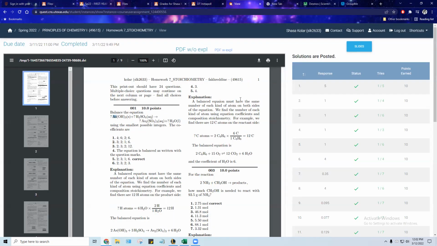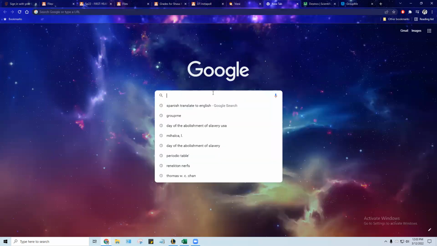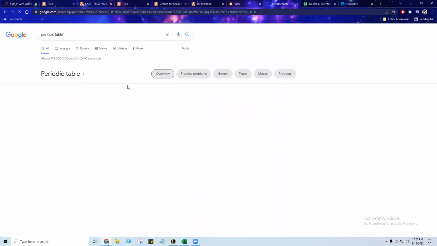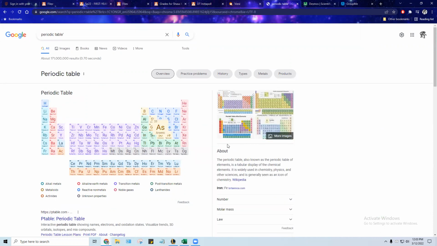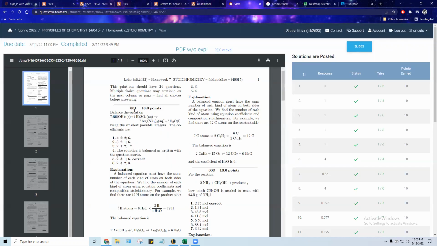So AS is arsenic, maybe? This is a periodic table. So AS is arsenic, yep. So we have 1 arsenic on this side and we have 2 arsenics on this side. So that means that already this has to be 2 so that we have enough arsenics to fulfill the chemical equation. So now this is 2 and this is 1 right now. Then we need to check for this being balanced and this being balanced.